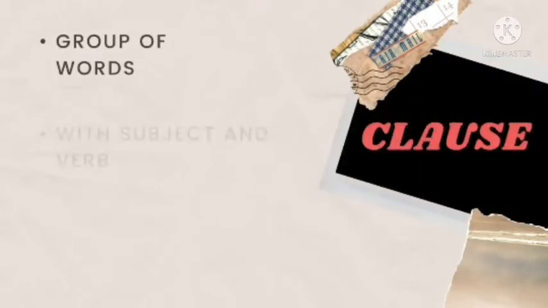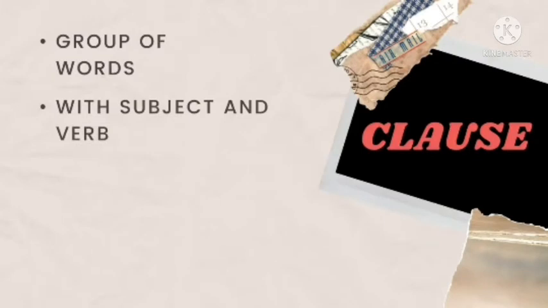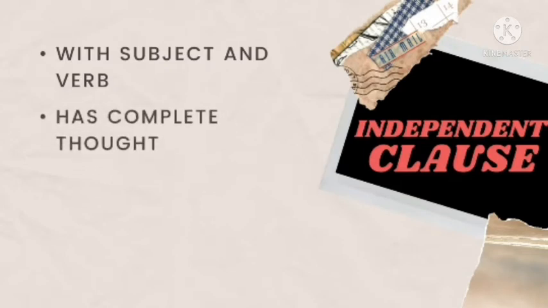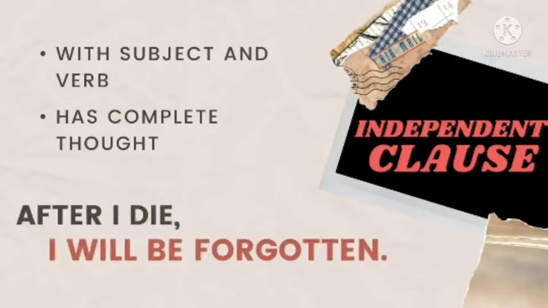A clause is a group of words having both a subject and a verb. It can sometimes act as a sentence, but that is not always the case. There are two types of clauses, namely, independent clause and dependent clause. An independent clause is one that can stand alone as a sentence. It requires no extra information to understand. It has a subject, a verb, and a complete thought.